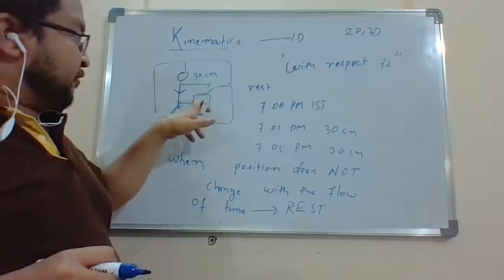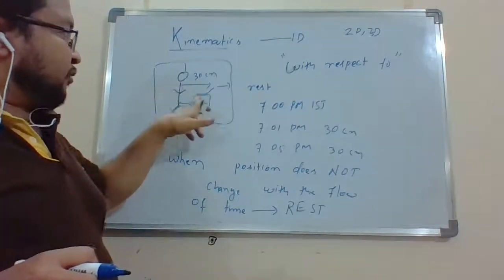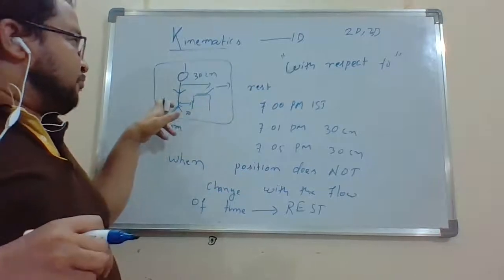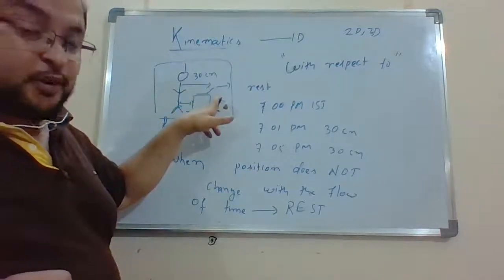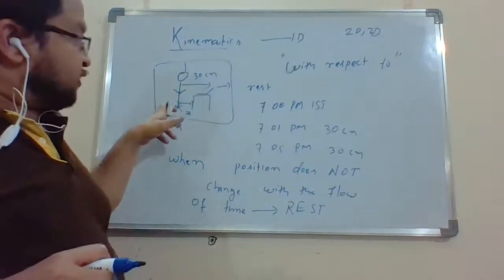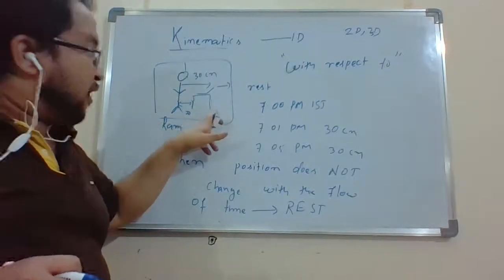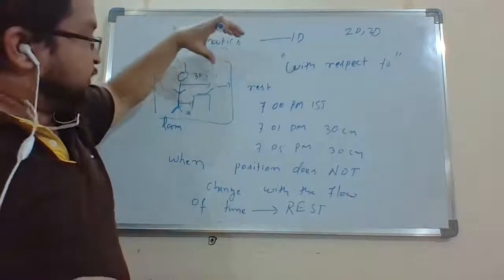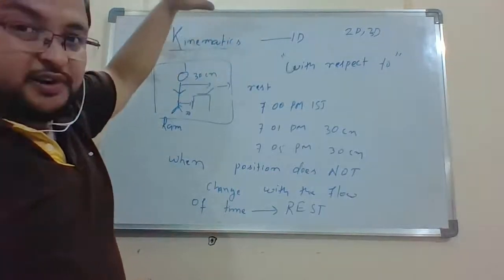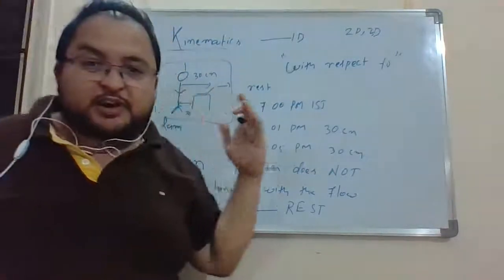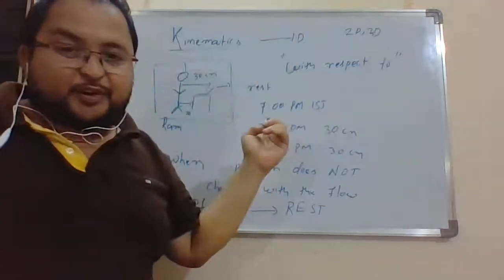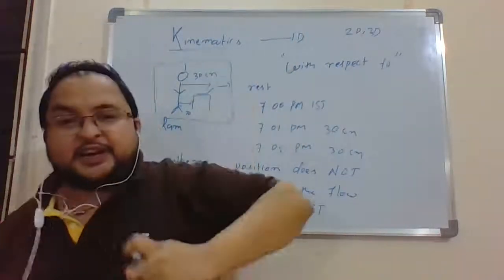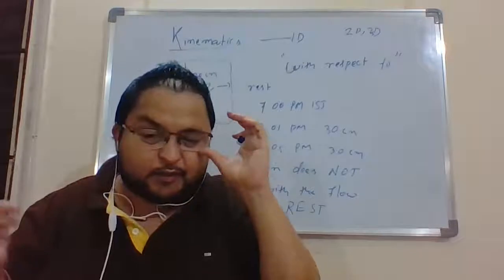Similarly, if there is some way to observe Ram from this table and laptop, Ram is at rest with respect to the laptop. Ram is at rest with respect to this table. But all these things are in motion with respect to someone sitting on the moon, right? Or with respect to someone going in a spaceship. Or similarly, let us take one more example.